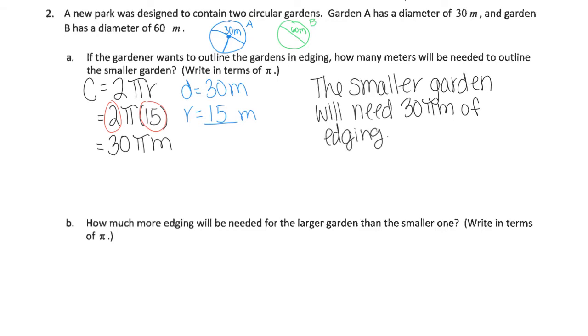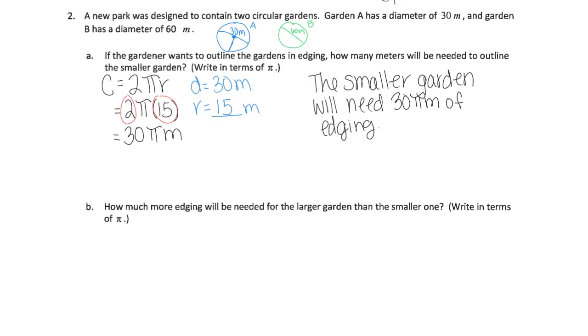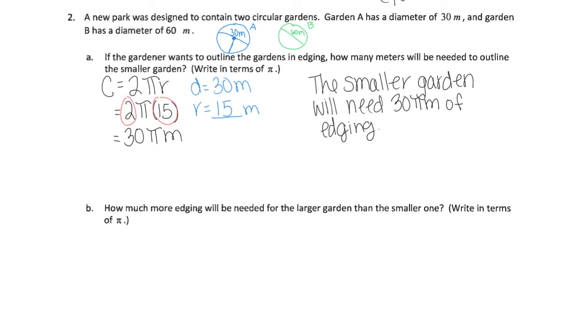B. How much more edging will be needed for the larger garden than the smaller one? And again, we're going to write it in terms of pi. So we need to figure out now what is the circumference of Garden B, our larger garden. So again, we're going to use the same formula. Circumference equals 2 pi r. And we know that for Garden B, our diameter is equal to 60 meters.